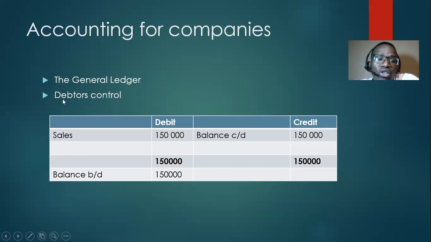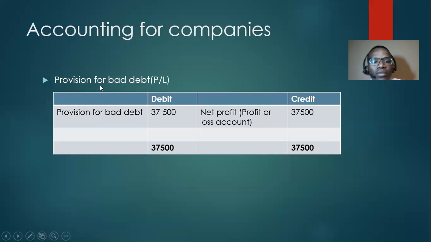Then on your debtors control general ledger, when the sale is made, you'll debit your debtors control with 150, then your narration is sales, right? So that's the only transaction that happened. You balance both sides, 150 this side, 150 this side, then there is a balance carried down of 150. Then it becomes a balance brought down of 150, right? We have a general ledger, debtors control, balance brought down 150, because these are the credit sales that you've made throughout the year, right? Then on your provision for bad debt, that goes to your P&L.